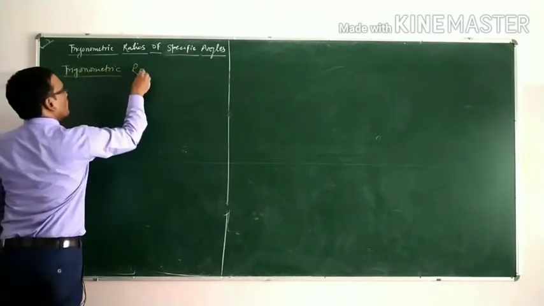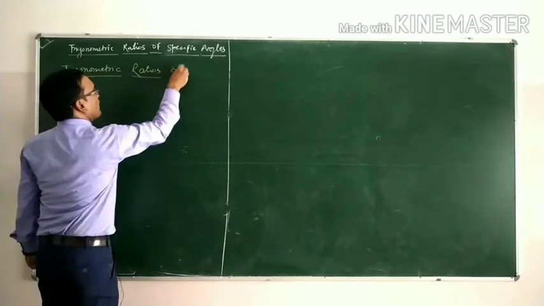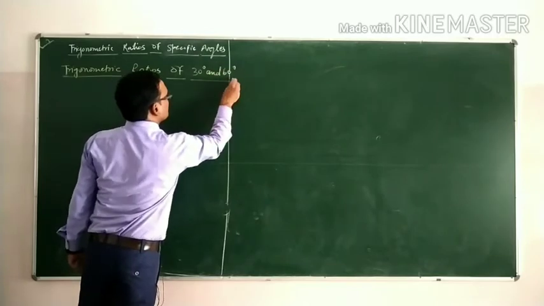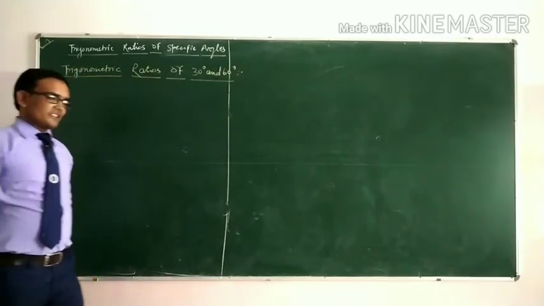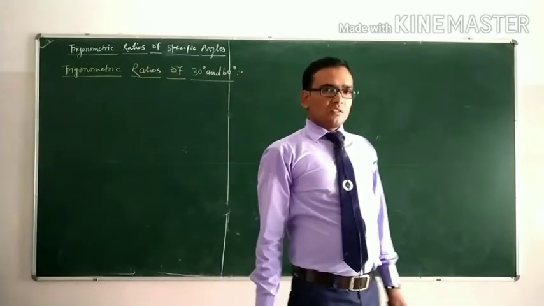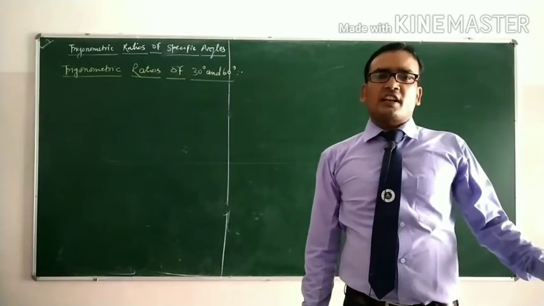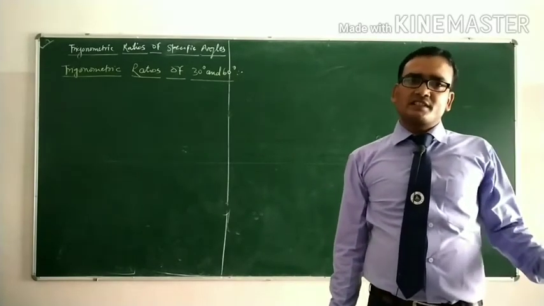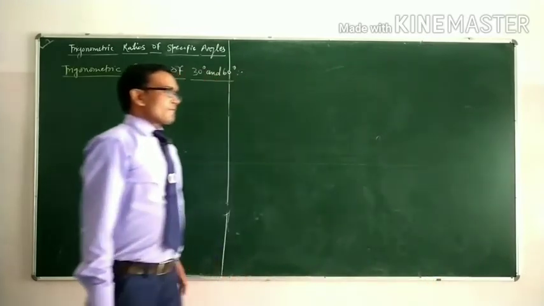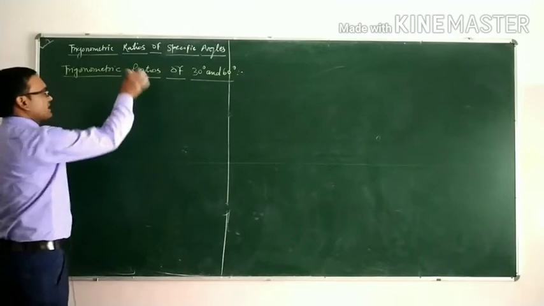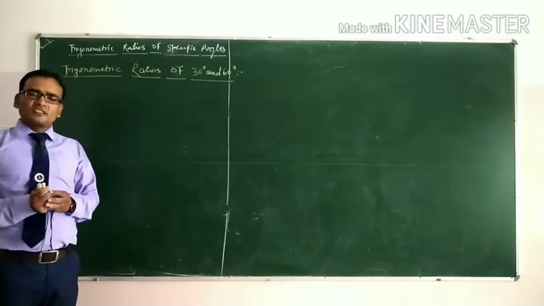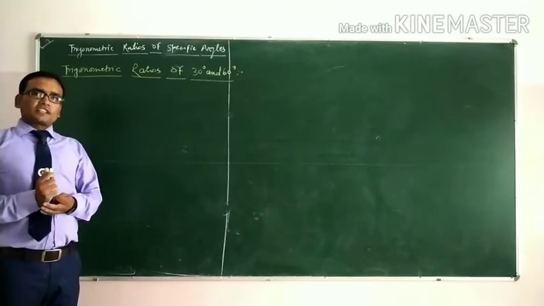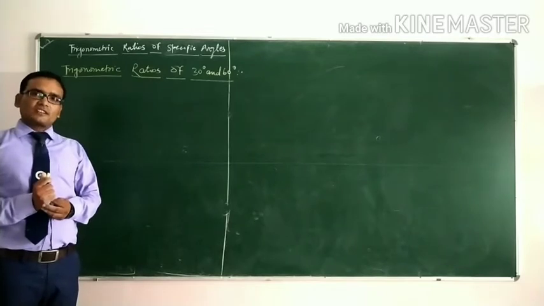Trigonometric ratios of 30 degree and 60 degree. Okay students, our next target is to find the value of all trigonometric ratios, sin, cos, tan, cosec, sec and cot, for 30 degree and 60 degree. Okay students, we find the value of sin 30, cos 30, tan 30, cosec 30, sec 30 and cot 30.